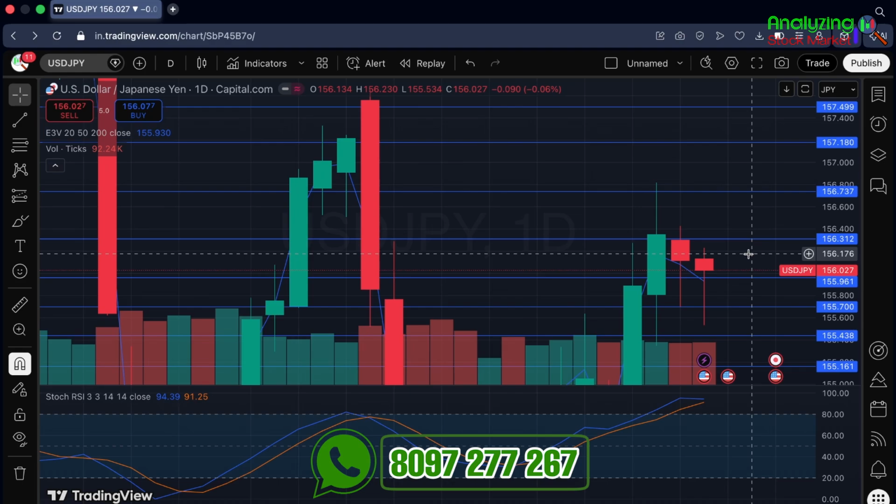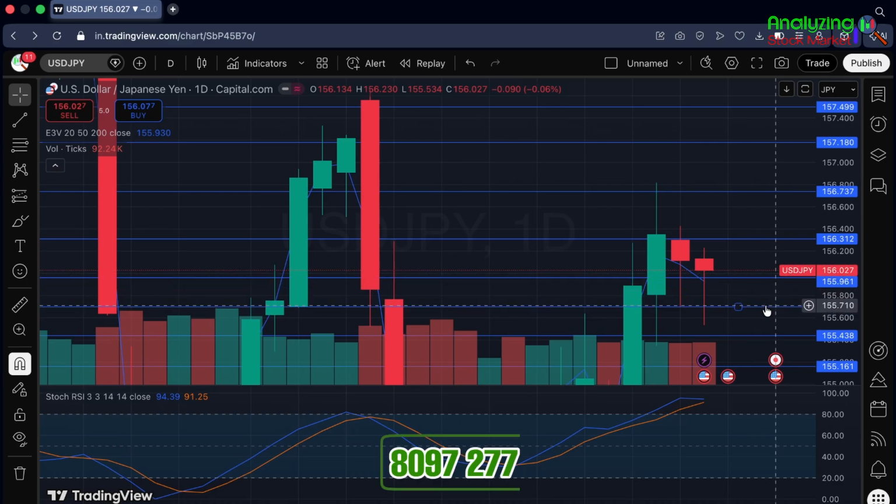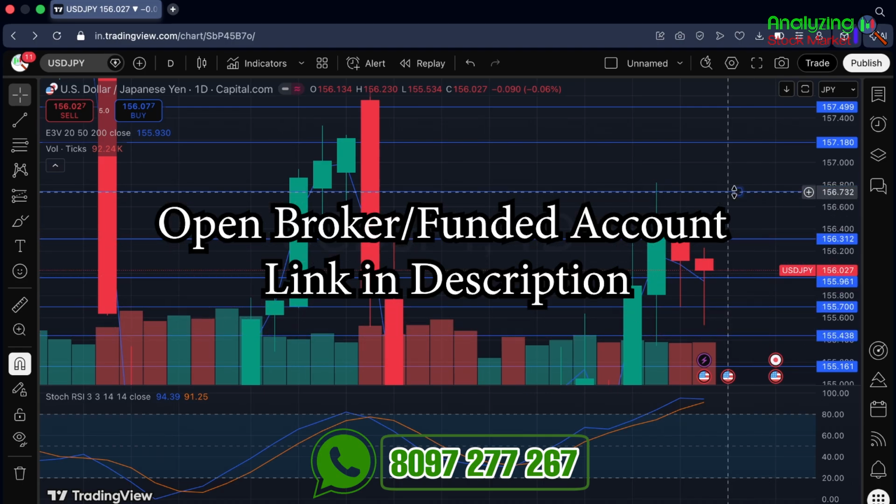So now let's talk about my expectation. Overall, my expectation in USD JPY for this week, according to the previous week closing, is a positive move in this range, that is 156.312 to 156.737. I'm expecting a positive closing in this range. But if you're going for any short trade, then only go for a short trade once 155.961 gets breached and a 4-hour or a one-day candle gets closed below this, and you can go for a short till this level. If even this level gets breached, then you can go for a short till this level as well. Overall, my expectations will be positive in this range.